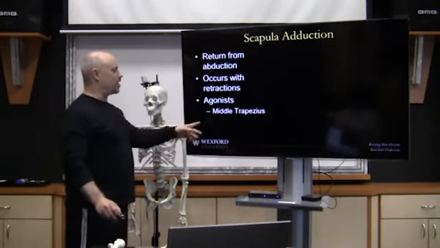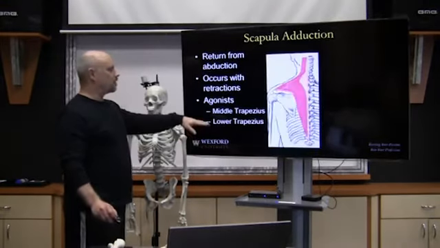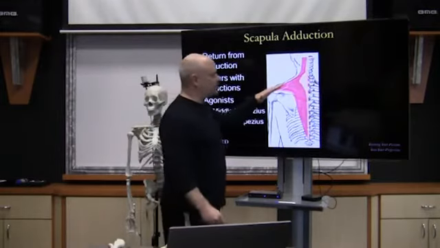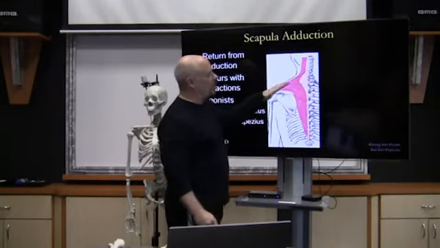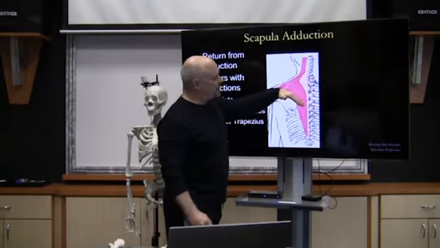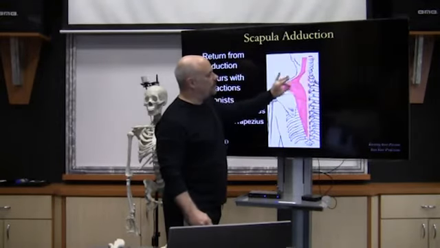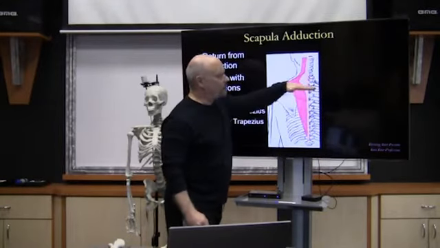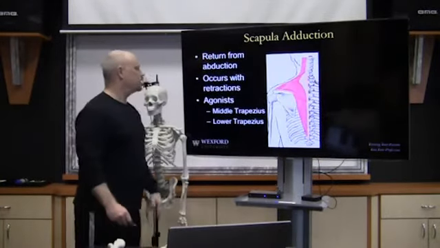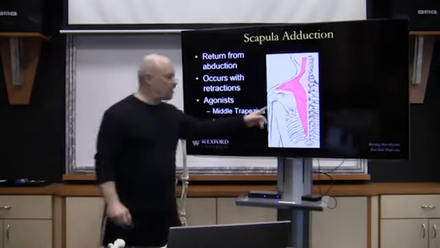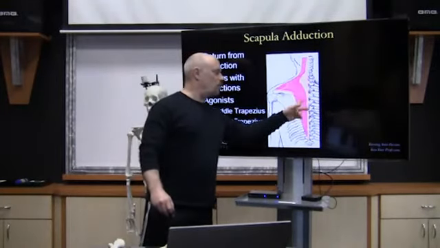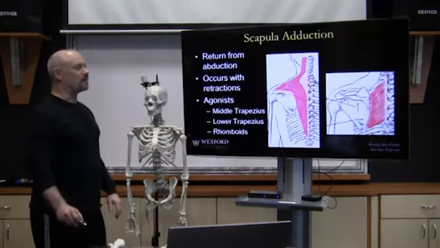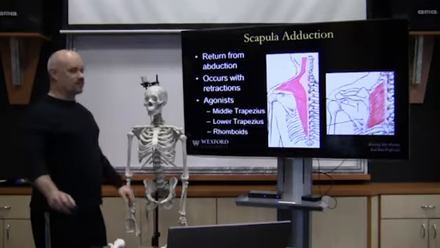The agonists here are the middle traps and the lower traps, because you've got them pulling inward this way. If you use vector resolution, you have one vector here, an arrow pulling in, and another vector pulling there, and when you do the analysis or addition of those two, the resolution is that you have fibers pulling toward the midline. So those are the middle traps, and the upper fibers of the lower traps will pull the scapula toward the spine as well. Also, the rhomboids not only do elevation, they also do retraction.